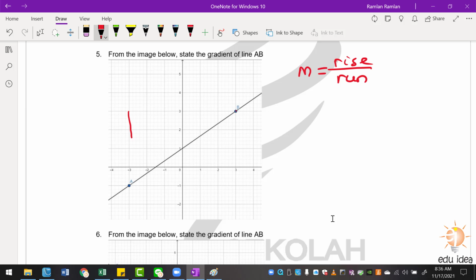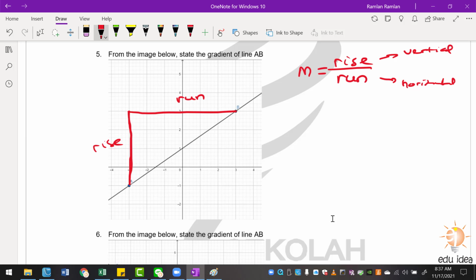So from A to B, I'm going to start from A here, and then go there as the rise. Rise means the vertical change, and run means the horizontal change, right? Rise is going up and down, run is going horizontally. So this is going to be the rise and this is going to be the run. As easy as that.